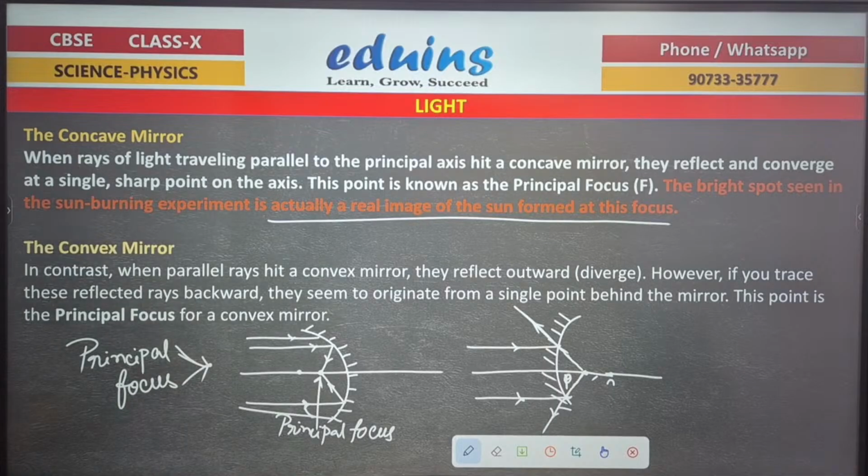So do you have any doubt up to this slide? Anyone? So do you understand the definition of principal focus for concave and convex mirror?